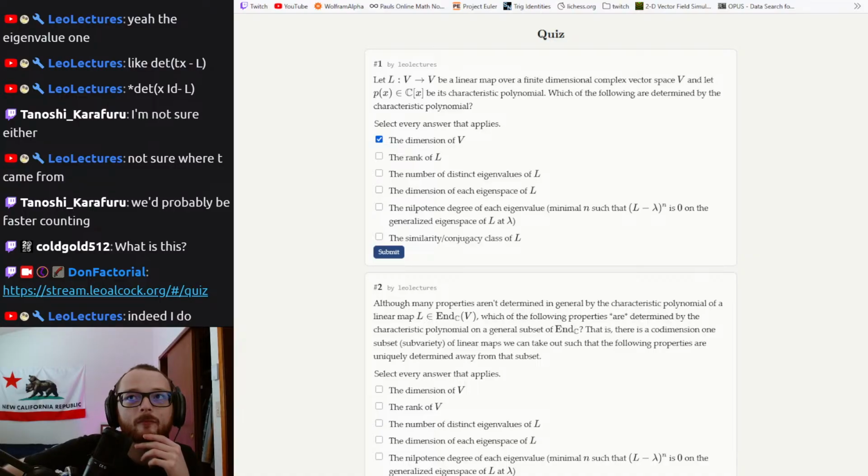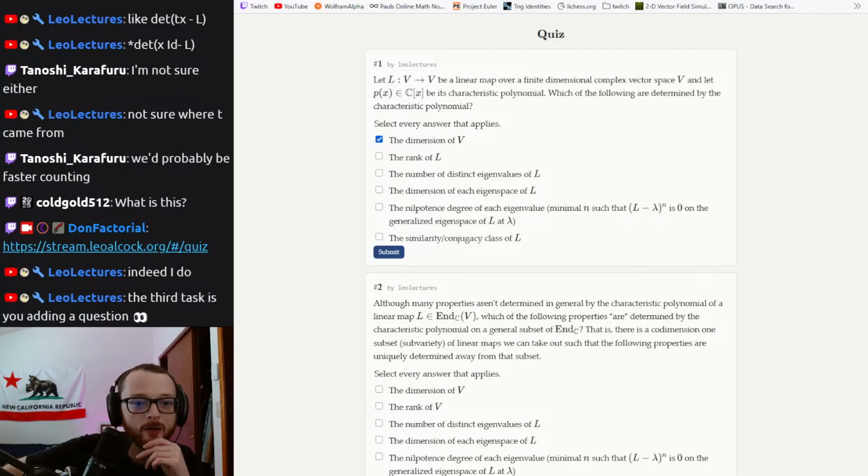Oh wait, so okay, surely we're only talking about square matrices, because you don't really do eigenvalues for non-square matrices, do you?